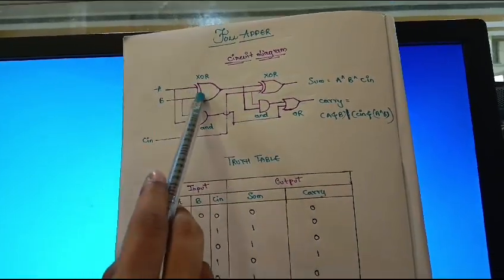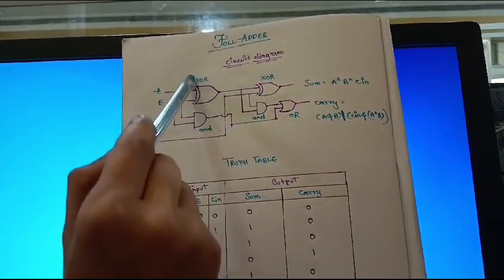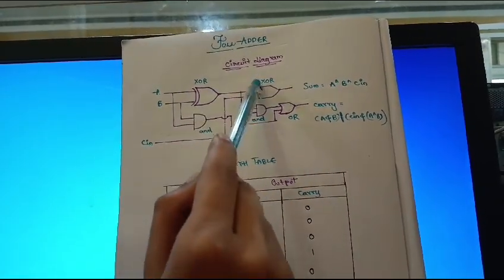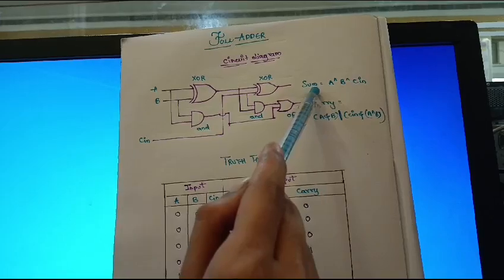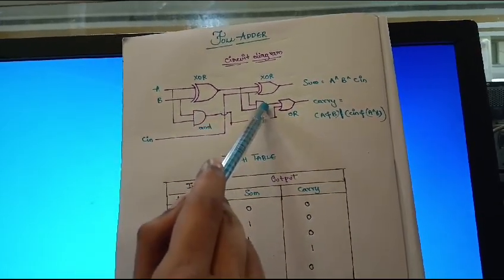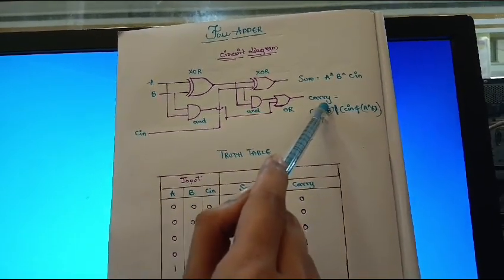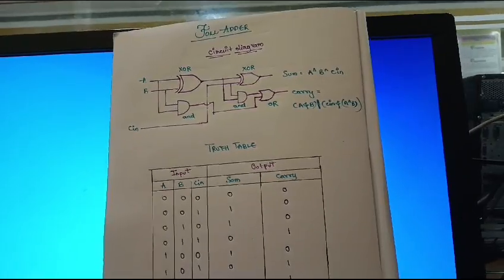A and B are given to the XOR and also to the AND, and the Cin with the XOR output is given to another XOR gate, which gives the sum. The 2 AND gate outputs are given to the OR, and we will get the final carry as the output. Now let's go to the simulation of the program.